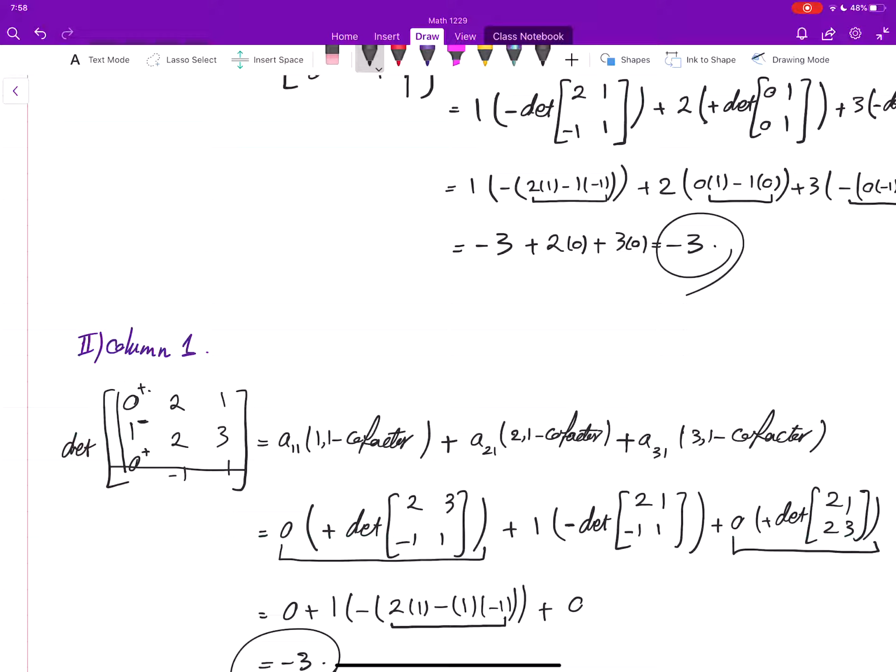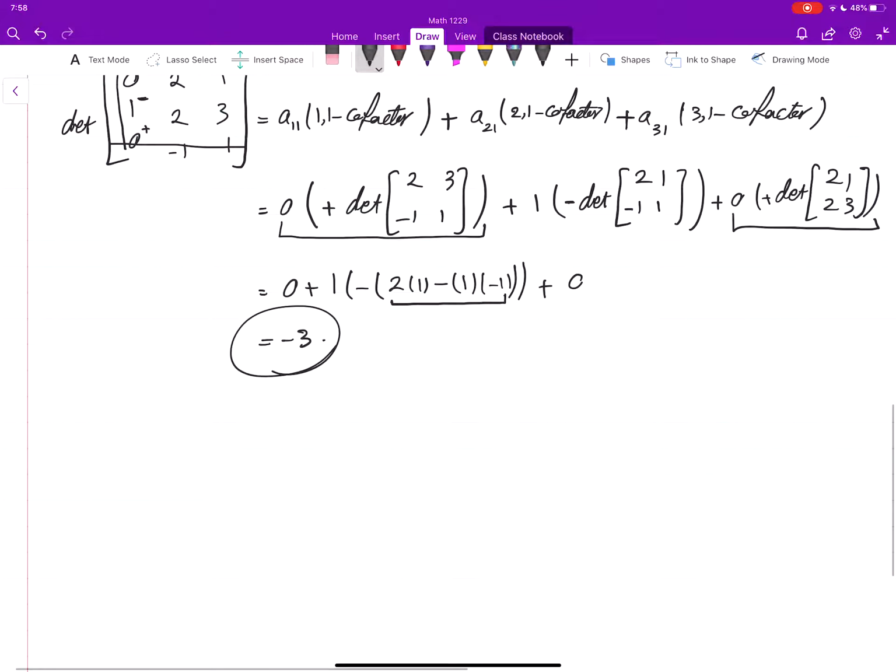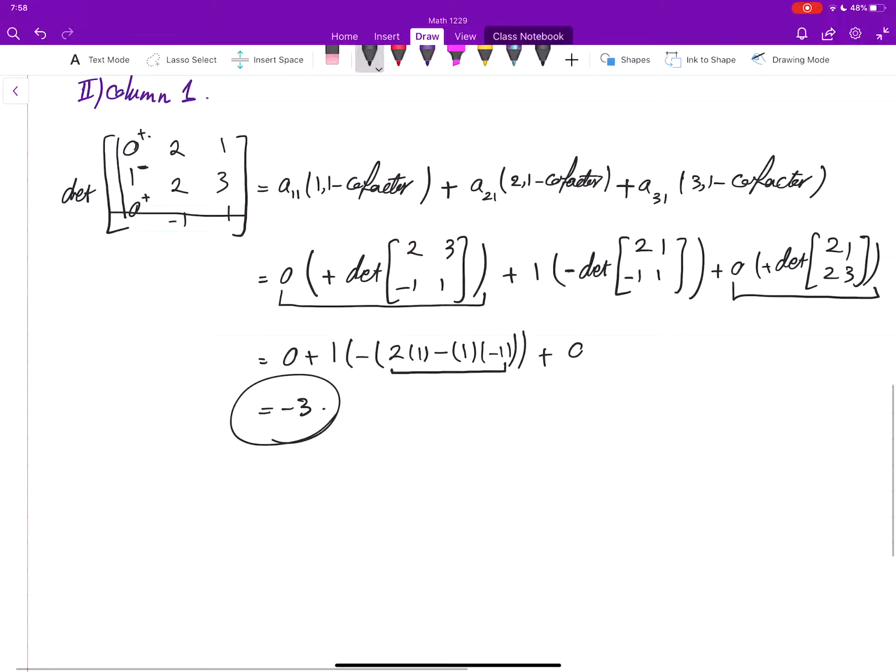I'm computing the same determinant of the same matrix, but when we expanded along column 1, we needed less computations compared to when we expanded along row 2. Well, this was because of the zeros in column 1. So this is a remark that you need to keep in mind.